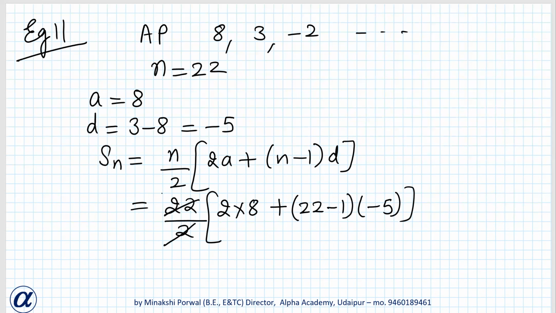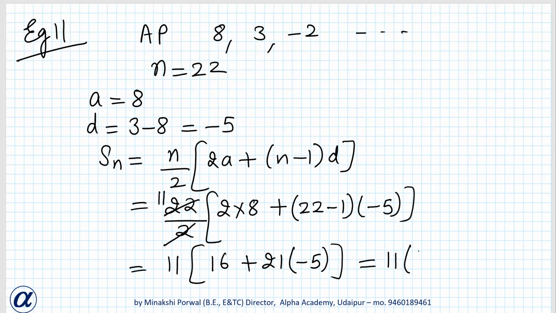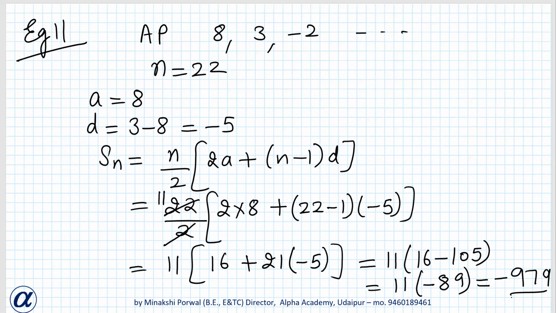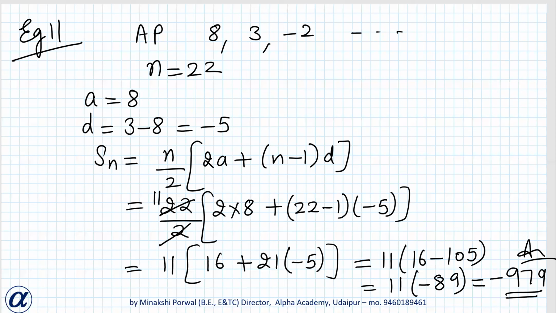So it is 11 into 16 plus 21 into minus 5. This we have to solve. So 11 into 16 minus 105. That is equal to 11 into minus of 89. Multiply this. This is minus of 979. This is the answer.